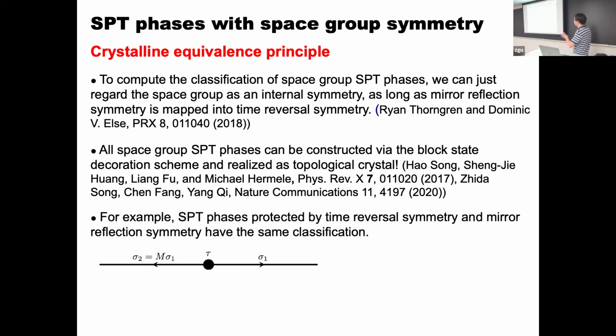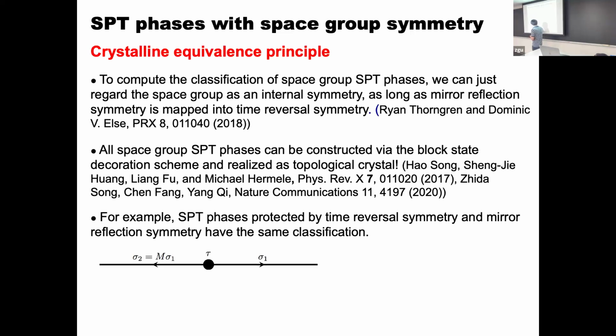So here we just revisit our Haldane model. Again, now we think about the case protected by time reversal symmetry. That's well known. There's a Z2 classification, right? We can use this spin 1/2 degree of freedom to identify the non-trivial phase. But now we think about how to understand this mirror reflection symmetry classification. There's a very simple argument. Suppose we only have mirror reflection symmetry with respect to this point, right?